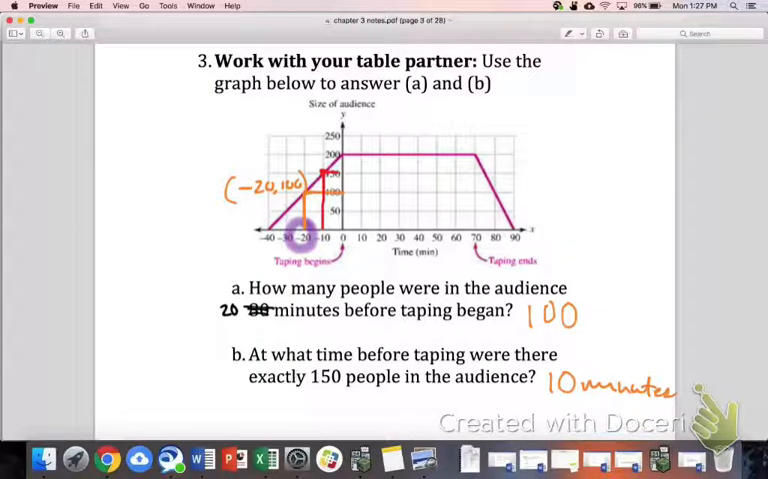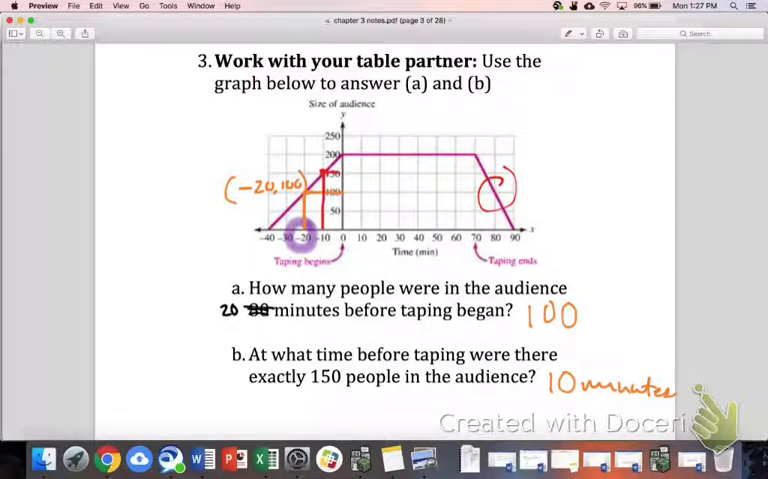Can I ask you, you know what? I think I know where the 80 came from. What if I were to ask you a third question? What if I said, after taping had ended, how many people were there at 80 minutes? 100. Wouldn't you say 100? Yeah. We could be looking at this point right here. Maybe that's what the intent was. Before and after kind of got mixed up there or something like that. So all kinds of different things I could ask.